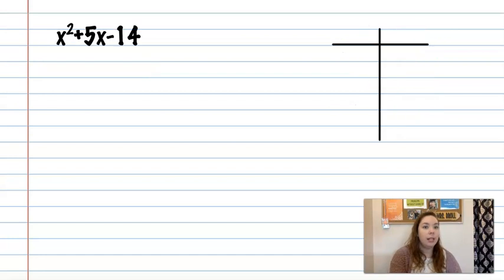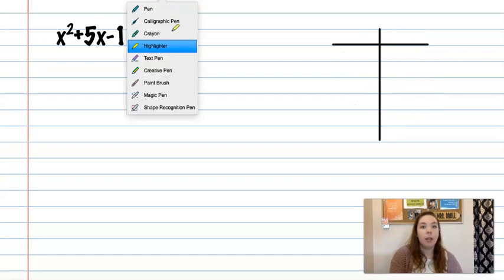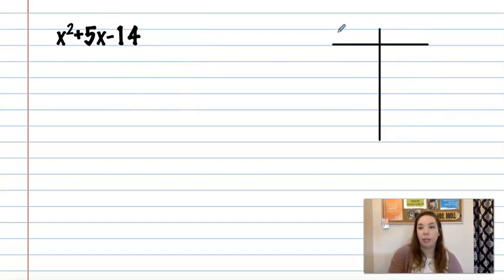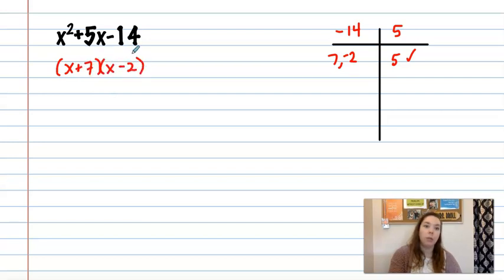Next example, this time we want factors of negative 14 that add to 5. So 7 and 2 come to mind, but we need 1 to be negative to get a negative product. So 7 and negative 2 does give us positive 5. So I got that one right off the bat. So I'll have x plus 7 and x minus 2. These multiply to be negative 14 and add to be positive 5.